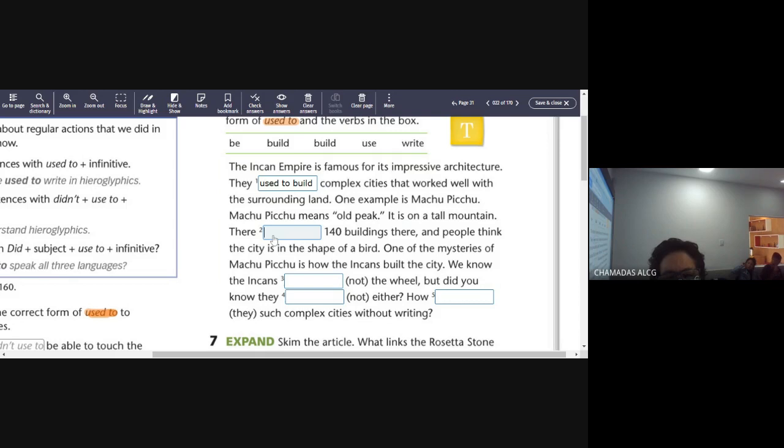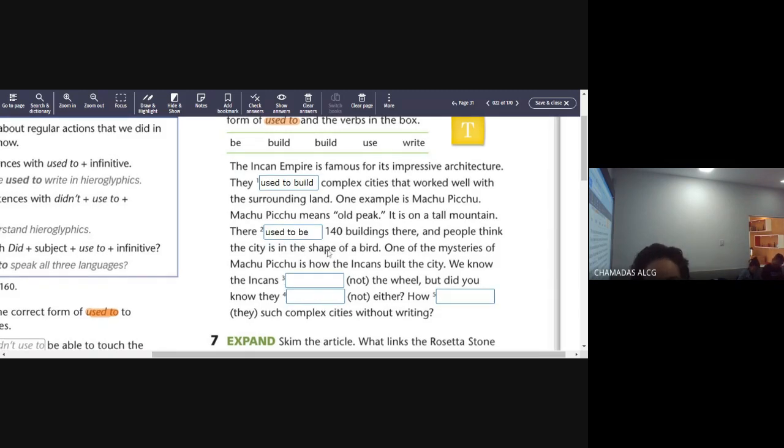There used to be 140 buildings there. And people think the city is in the shape of a bird.